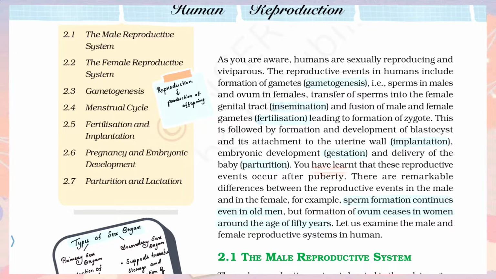You have learnt that these reproductive events occur after puberty. There are remarkable differences between the reproductive events in the male and in the female. For example, sperm formation continues even in old men, but formation of ovum ceases in women around the age of 50 years. So let us examine the male and female reproductive systems in human.